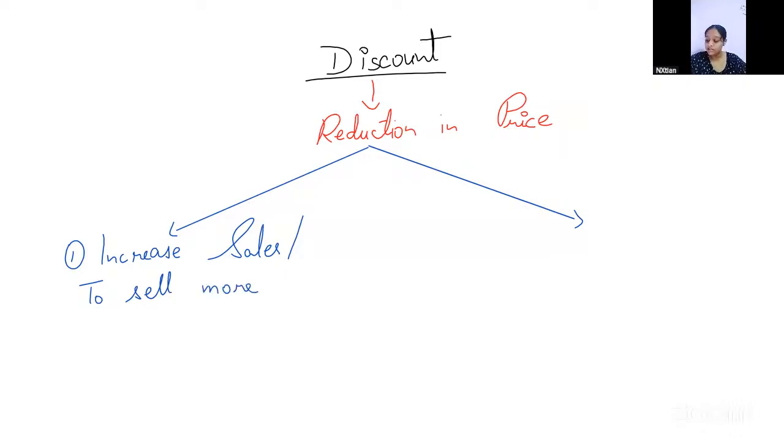What is the second reason? The second reason is to clear the stock. Suppose a company made vanilla biscuits.